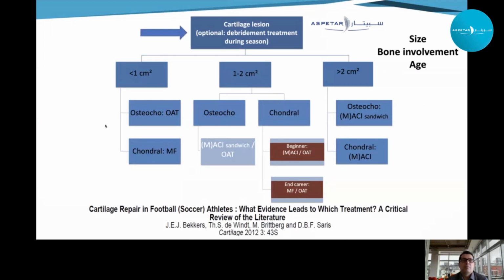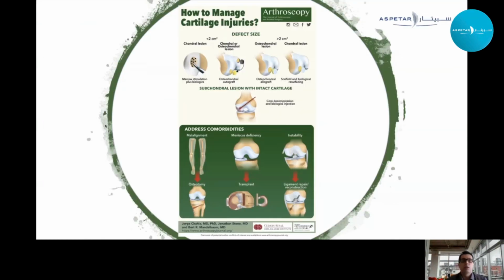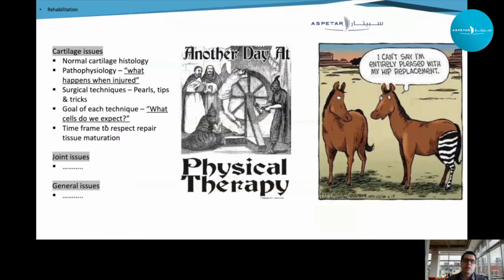So we literally stay in the same line, in the same treatment algorithm, maybe with the addition, let's say, of the debridement treatment during the season, which in my opinion is a good option, and not burn any bridges. You can easily access this infographic coming from a very important group of people and published in Arthroscopy. And this summarizes a little bit the algorithm that we discussed.